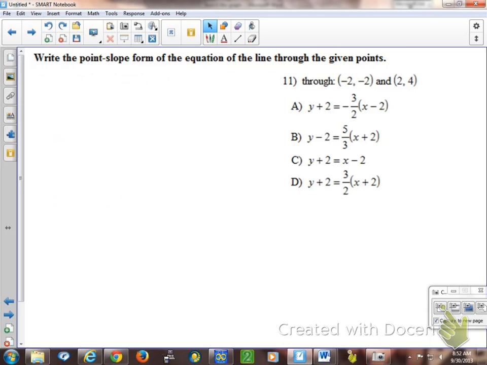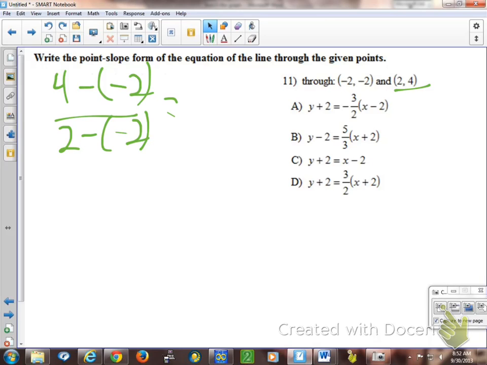Basically, like we said a second ago, this is just slope formula. I'm going to use this point first. y2 minus y1 over x2 minus x1. 4 minus negative 2 is 6. 2 minus negative 2 is 4. What does 6 over 4 reduce to? 3 over 2. There's still only one with the correct slope. And what is it?